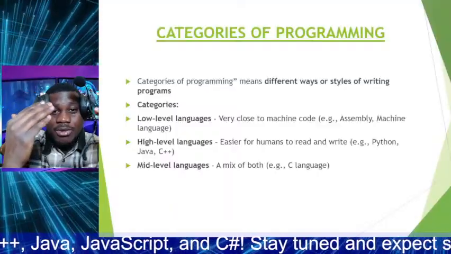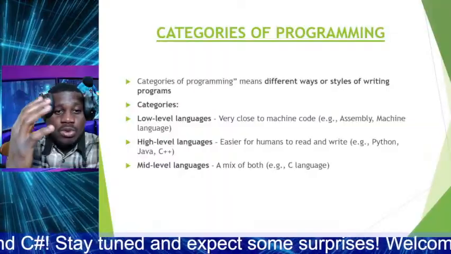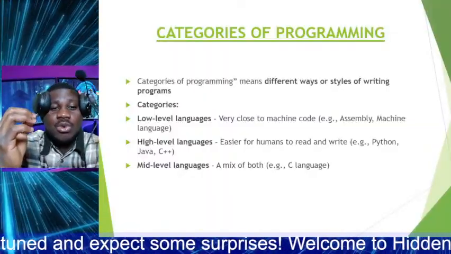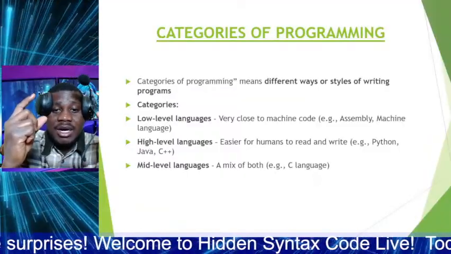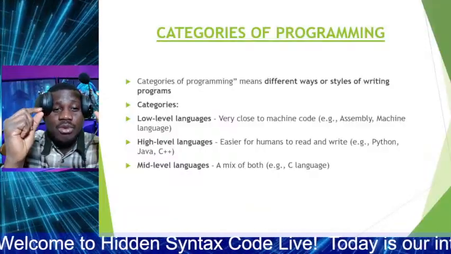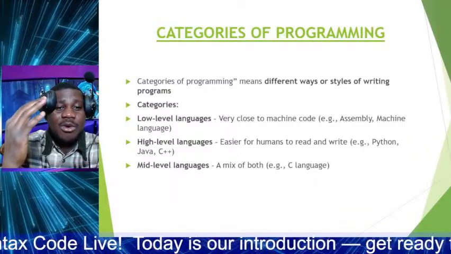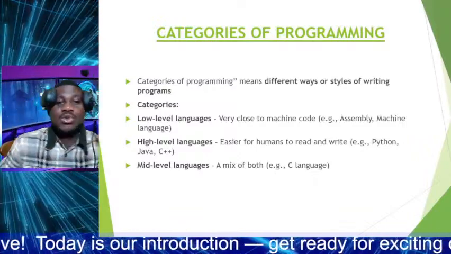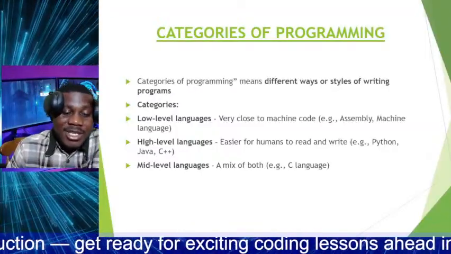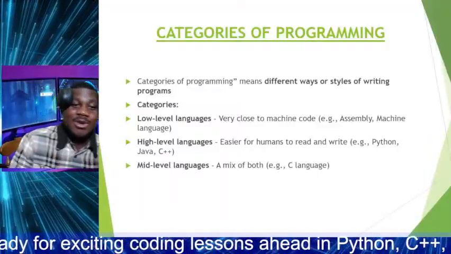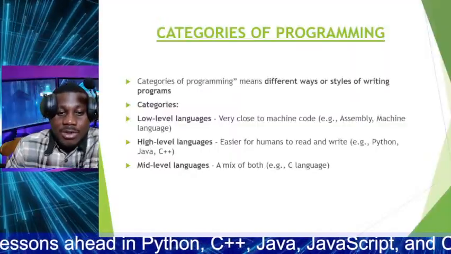So the types or categories of programming we have are low-level programming languages and high-level programming languages. These are their features, and we are going to look through all these categories. When you say low-level languages, they are very close to machine code. Languages like assembly language and machine language are low-level programming languages. High-level programming languages are in a human form, written in natural language, so they are easier for you to read and write. Examples are Python and JavaScript. And again, we have mid-level languages, a mix of natural language and symbols. So let's take time and look through these categories.